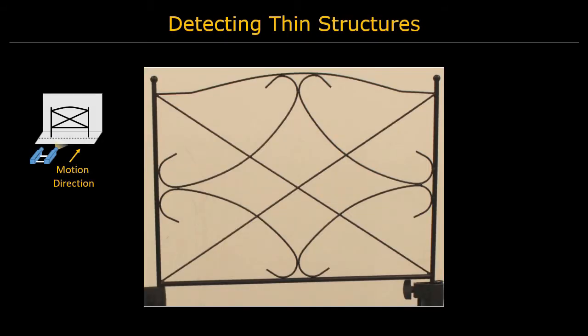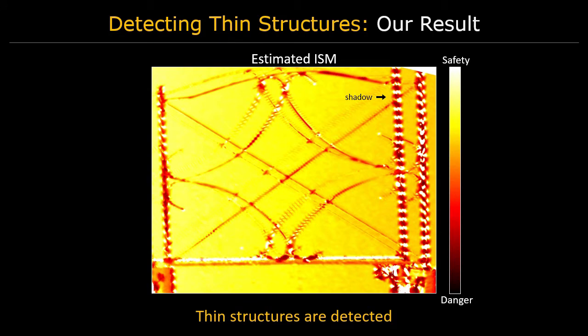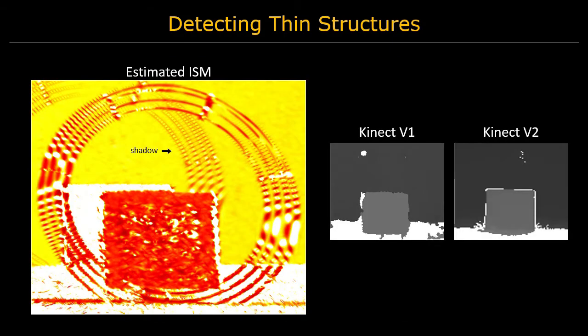In this example, we show how the proposed method can be used to recover thin fences. Commercial depth cameras such as Kinect V1 and V2 cameras cannot recover the correct depth of the fences due to their limited spatial resolution. Our method is able to recover the high-resolution inertial safety maps with the thin structures. Here is another example with a few metal rings made of thin wires in front of a box. Our system can recover both the rings and the box, while the Kinect cameras completely miss the thin rings.